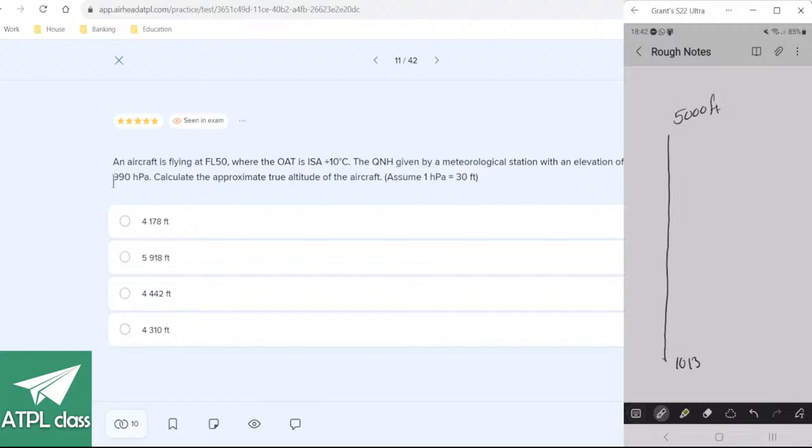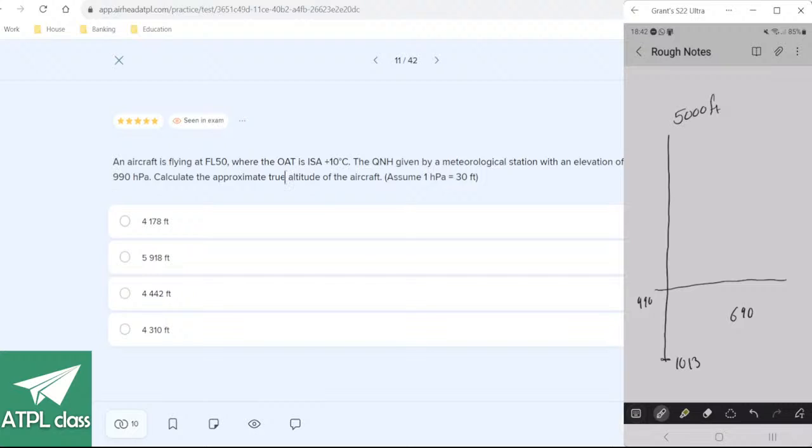QNH correction. We've got a QNH of 990. That's going to be further up. And the difference between 990 and 1013 is 23. 23 times 30 is 690. So we're 690 feet lower when we're on QNH.